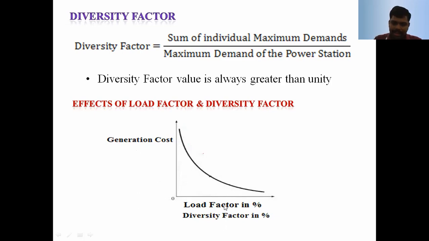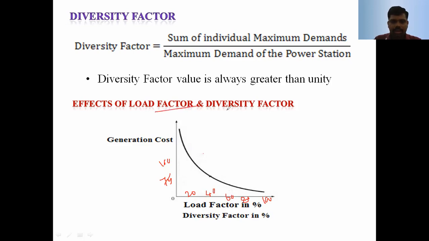On the x-axis we take the load factor and diversity factor in terms of percentage, that is 20%, 40, 60, 80, and then 100. And the generation cost is represented on the y-axis, generally 75, 100, 150, and so on. Once the load factor and diversity factor increase, automatically the cost is minimized.